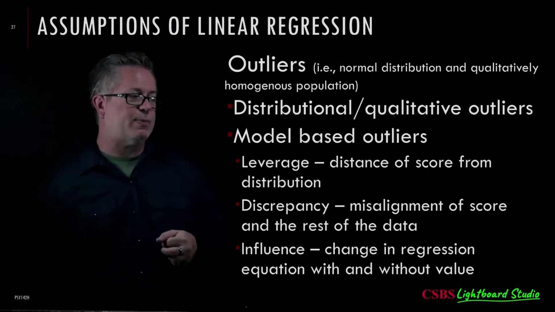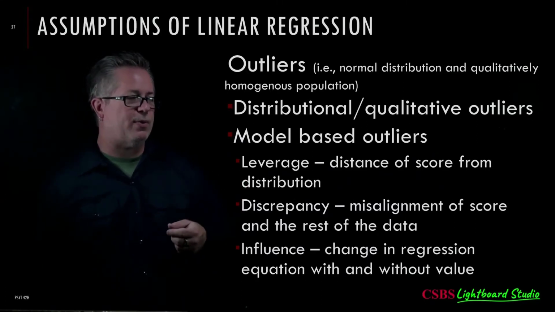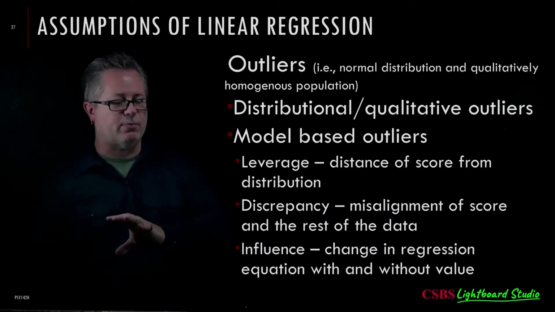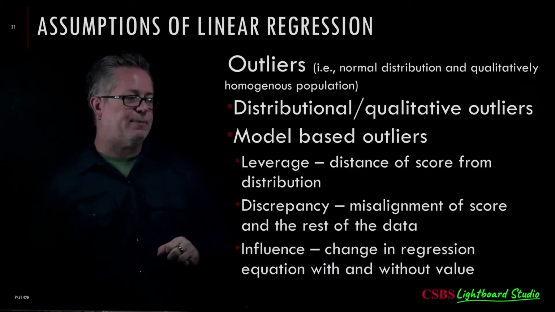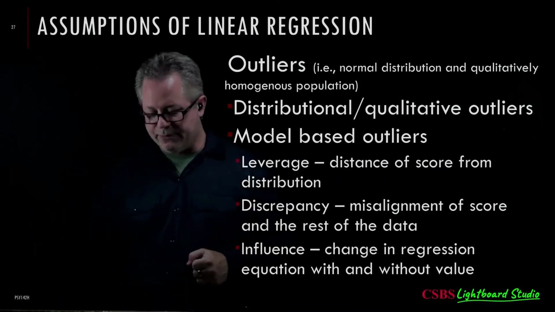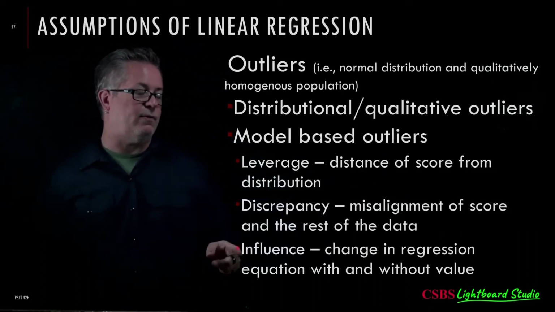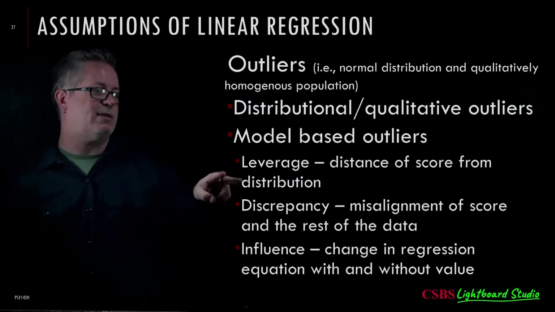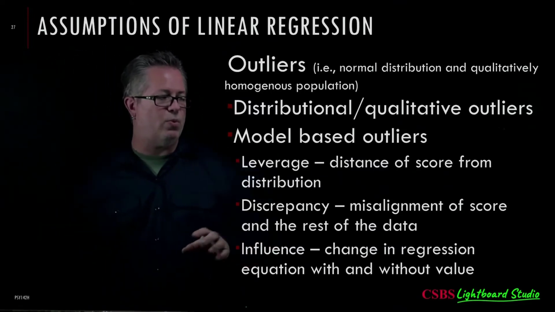And then there's discrepancy. It's sort of the point doesn't really go along very well with the rest of the points. Like all the points are sort of on a nice line, and you've got a point that's sort of out there. That's discrepancy. Now, if you have leverage without discrepancy, that's going to have very little influence. If you have discrepancy with very little leverage, you have very little influence. So you need the two of these, leverage and discrepancy, to change the regression equation with and without that score.